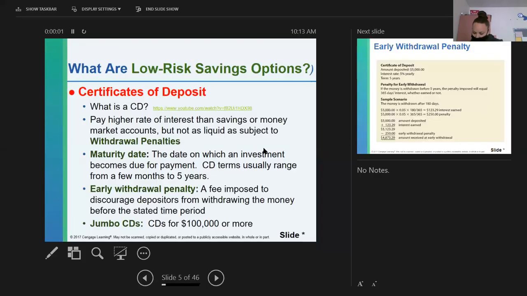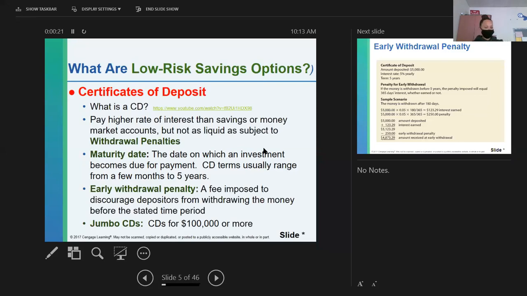Okay, so that was a little bit more on CDs. They pay a higher rate of interest than savings or money market accounts, but they're not as liquid, and they are subject to withdrawal penalties. That should be an "and," not an "as."